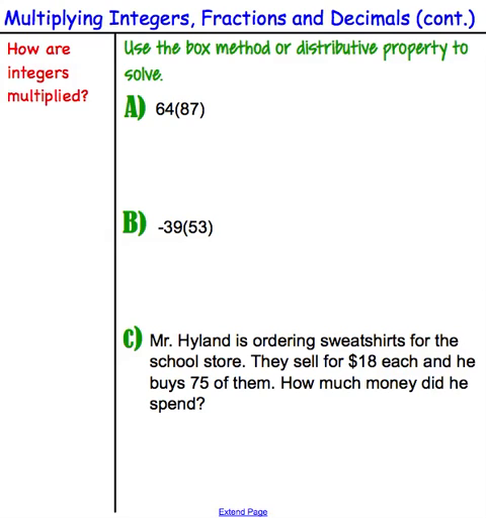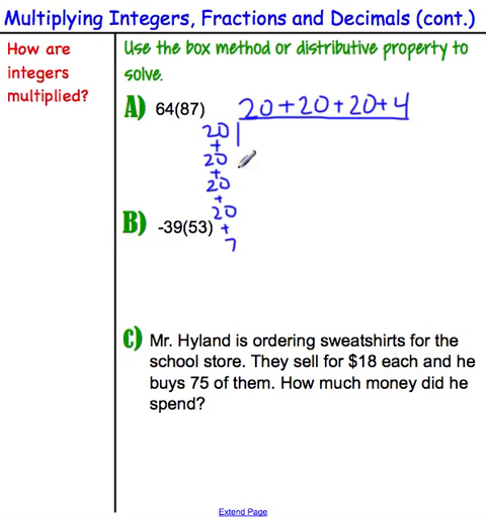So I'm going to take 64 and break that into 20, 20, 20, and 4. So 20 plus 20 plus 20 plus 4. And then I'm going to break 87 into 20, 20, 20, 20, and 7. So 20 plus 20 plus 20 plus 20 plus 7. And we make our box here. And everywhere there's a plus sign, I make a line.